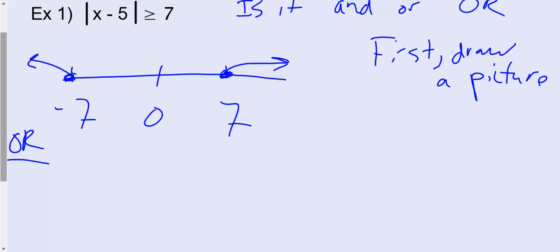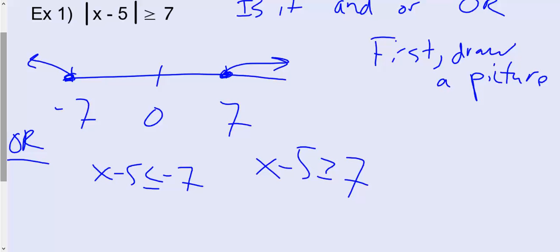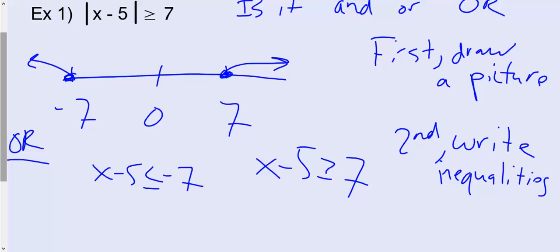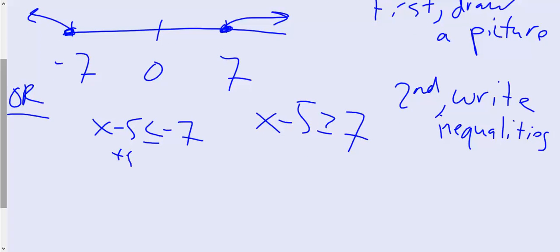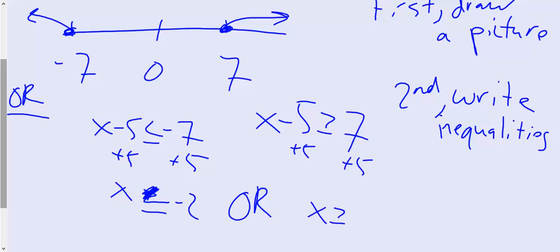Okay, so we have this one right here to the left says x minus 5 has to be smaller than or equal to negative 7. This one right here says x minus 5 has to be larger than or equal to positive 7. So you're going to draw your picture, then second, write inequalities. And then step 3, solve. So we're going to add 5, x has to be less than or equal to negative 2, or add 5, x has to be larger than or equal to 12. And that's how you solve these questions here.